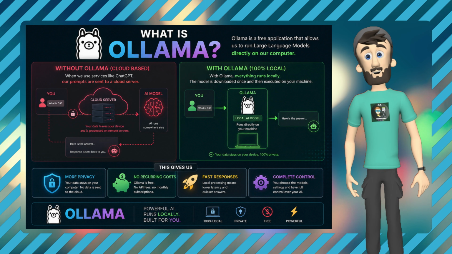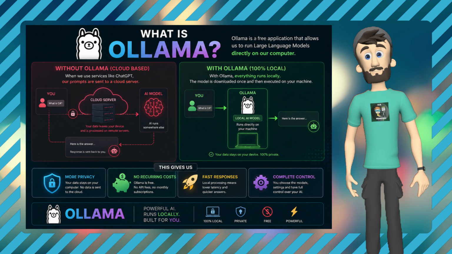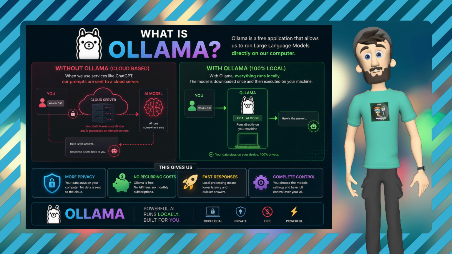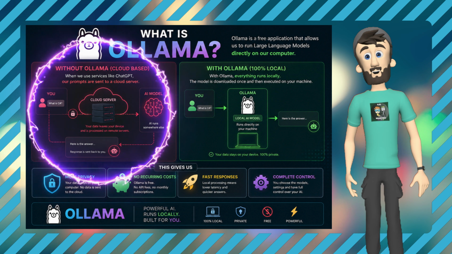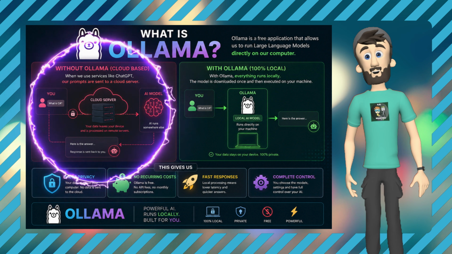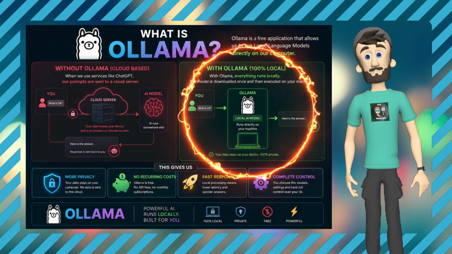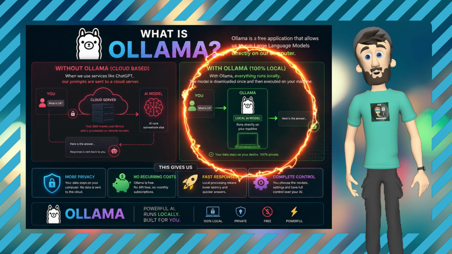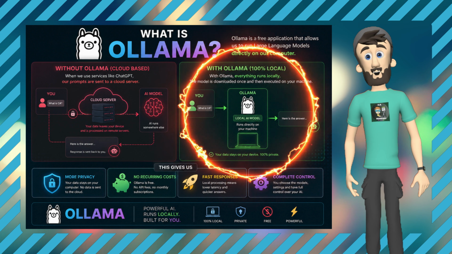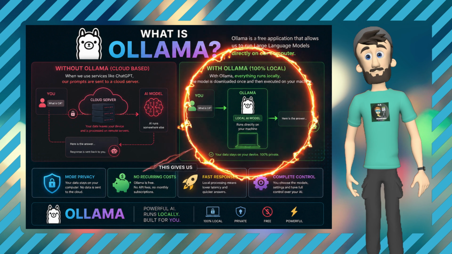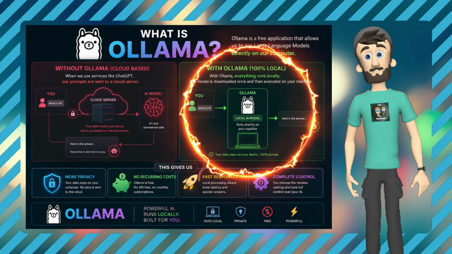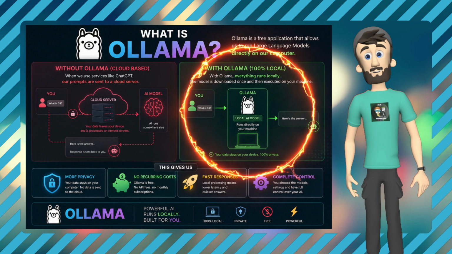Ollama is a free application that allows us to run large language models directly on our computer. Normally when we use services like ChatGPT, our prompts are sent to a cloud server. The AI runs somewhere else. With Ollama everything runs locally. The model is downloaded once and then executed on your machine. This gives us more privacy, no recurring costs, fast responses, and complete control over the models we use.